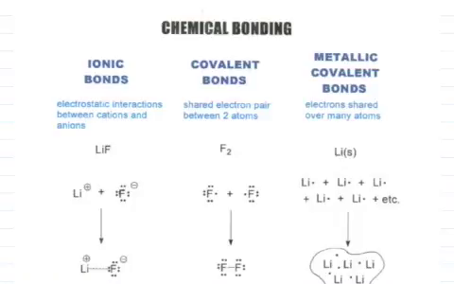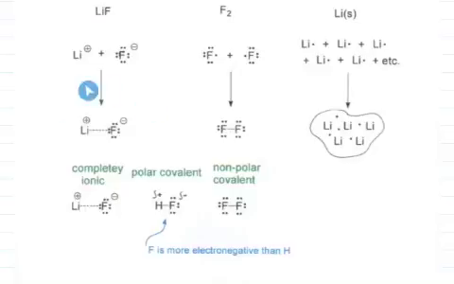So let's take a look at chemical bonding. Remember, there are three types: ionic bonding, covalent bonding, and metallic bonding. Let's first look at ionic bonds. It's electrostatic interactions between a cation and an anion. Let's take a look at an example: lithium fluoride. Lithium is our cation, fluorine is our anion. When they bond together, they become completely ionic.